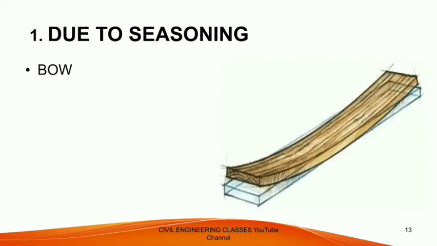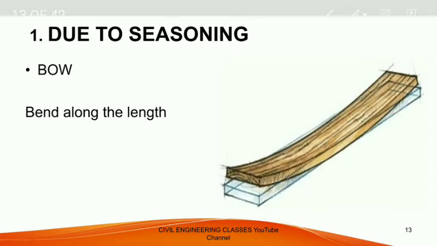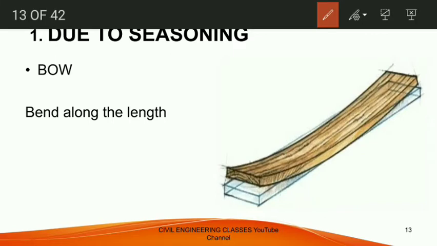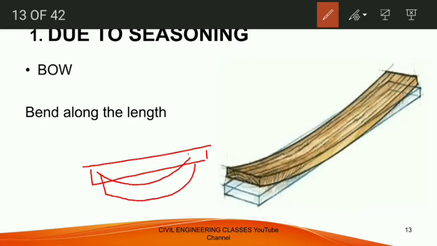First is due to seasoning. Due to seasoning, the first type of defect formed is called a bow. Bow means the timber section will bend along its length. If we have a timber section like this is the length section, it will bend like this due to some excess seasoning processes. This is what is called a bow.